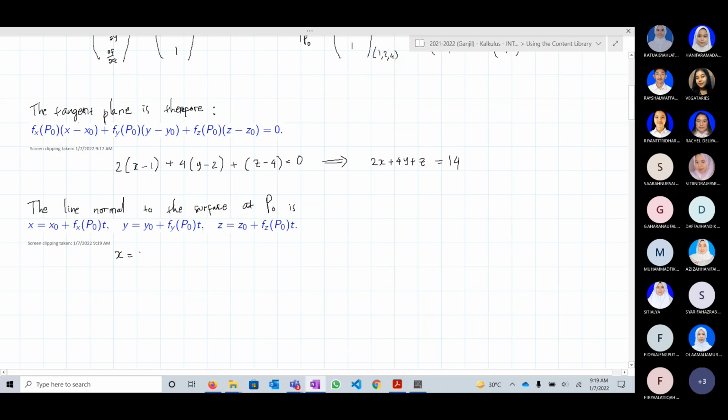x is equal to 1 plus 2t, and y is equal to 2 plus 4t, and z is equal to 4 plus t.